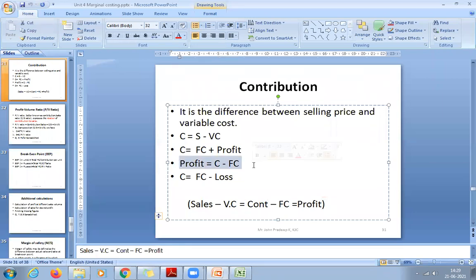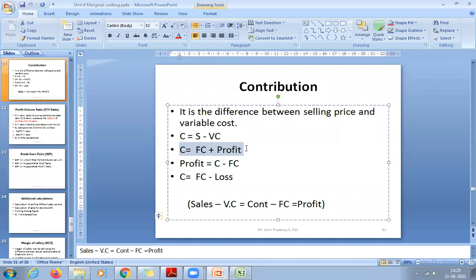So contribution is equal to fixed cost plus profit. Now I need to calculate profit. So I am bringing profit to the left hand side. Then fixed cost will come on the right hand side. So it will become profit is equal to contribution minus fixed cost. So I got fixed cost and I got total contribution. You just minus it, you will get the profit.